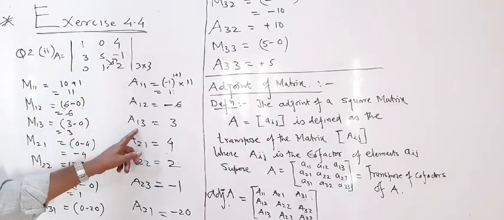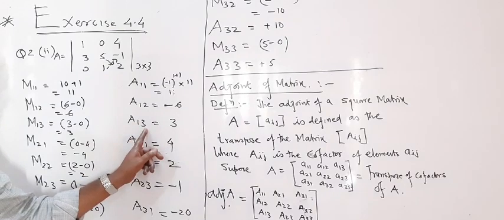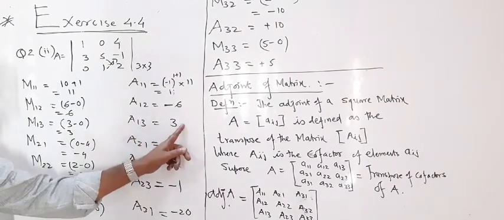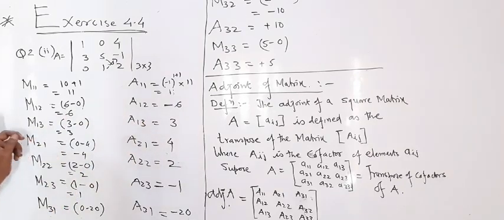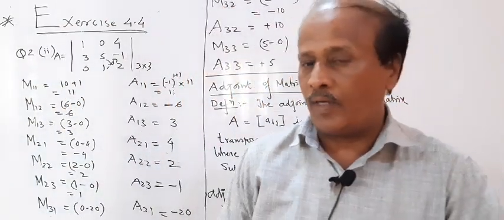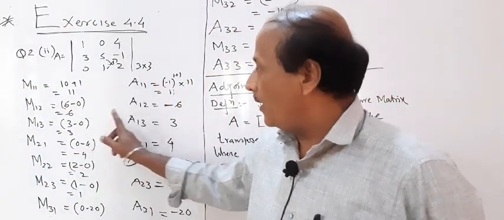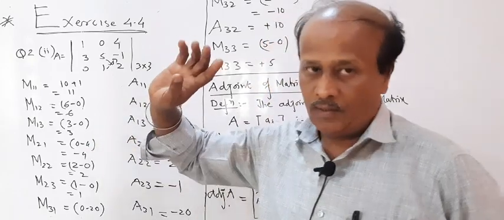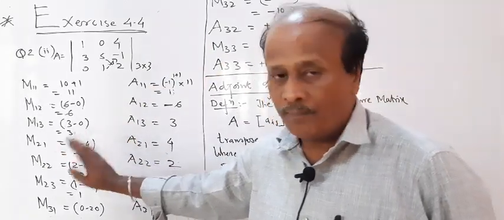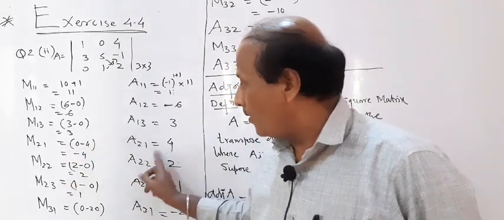Now what will be the power? I plus j means 1 plus 3. So minus 1 to the power 1 plus 3 means it will be plus. So you will get 3. So here also minor and cofactors are same. So whenever power will be even number for minus 1, your minor and cofactor will have the same values. But when the power will be odd, then there will be a difference of a minus sign between minor and cofactor.